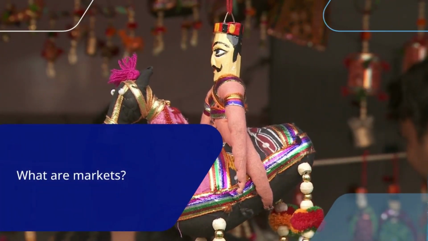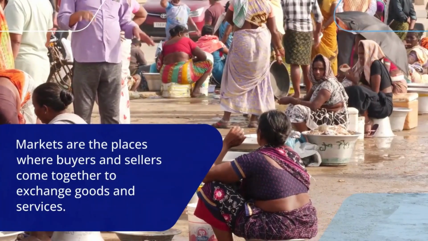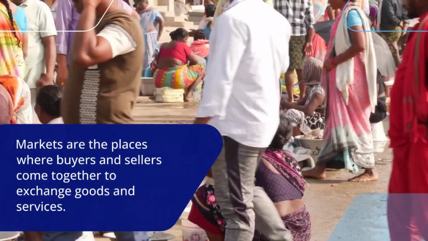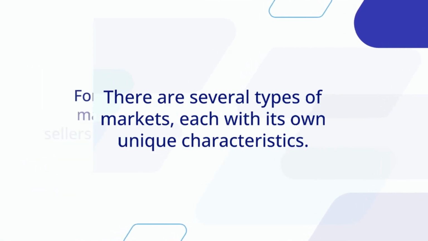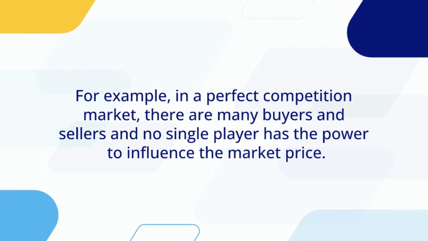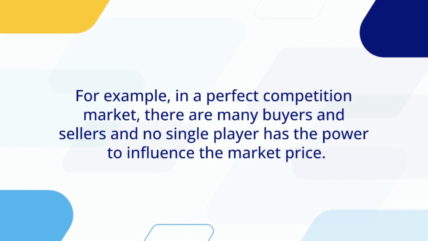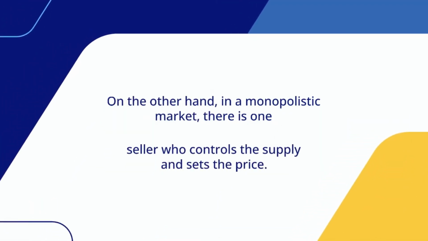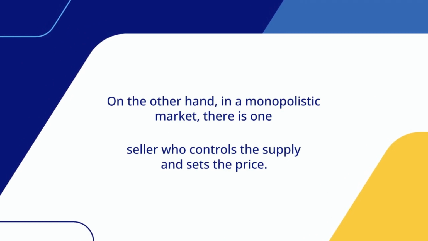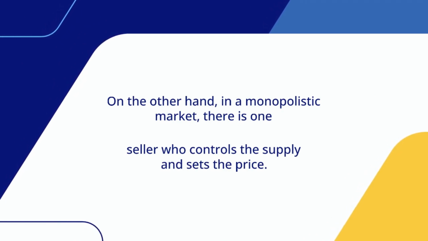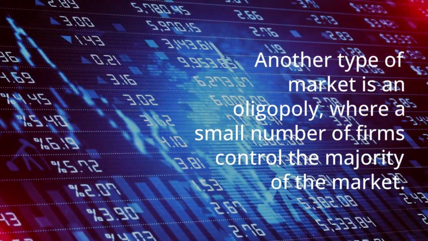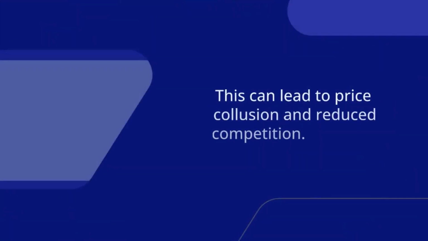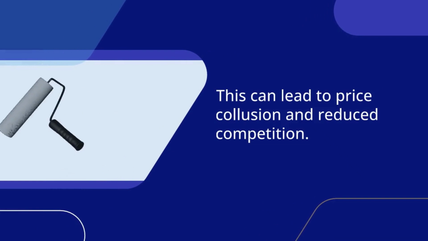What are markets? Markets are the places where buyers and sellers come together to exchange goods and services. There are several types of markets, each with its own unique characteristics. For example, in a perfect competition market, there are many buyers and sellers and no single player has the power to influence the market price. On the other hand, in a monopolistic market, there is only one seller who controls the supply and sets the price. Another type of market is an oligopoly, where a small number of firms control the majority of the market. This can lead to price collusion and reduced competition.